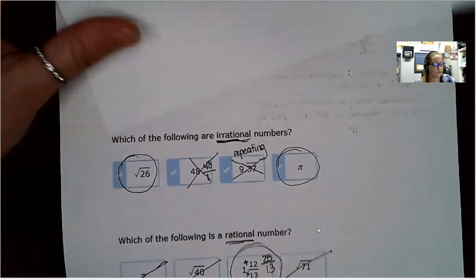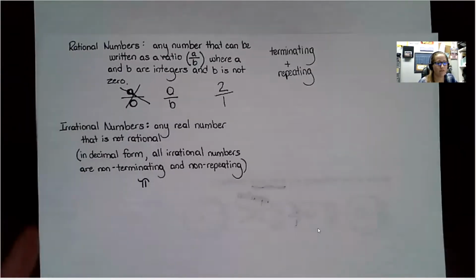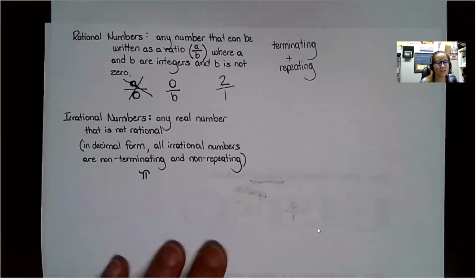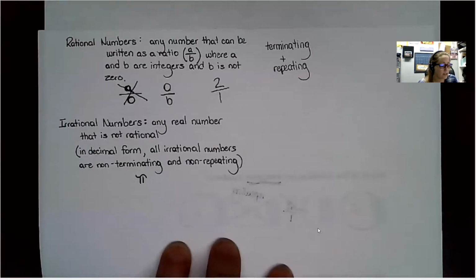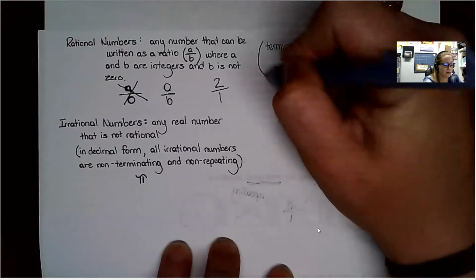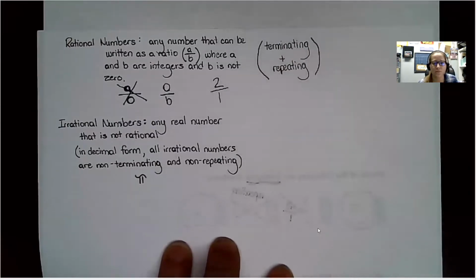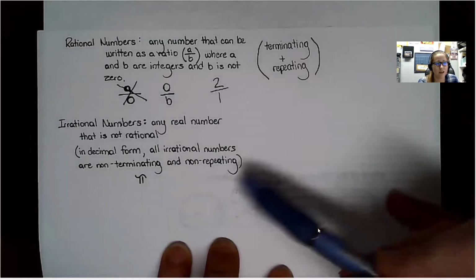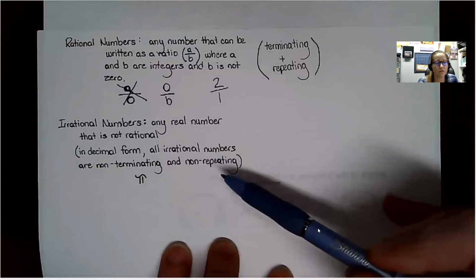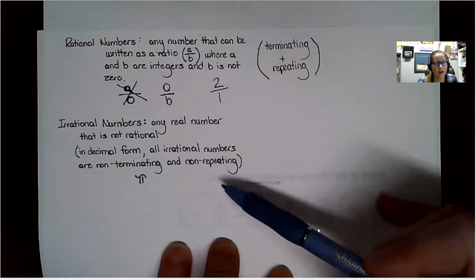Okay. I want to just go ahead and put the definition back up for you to see. That way, if you want to, you can pause this video and use these definitions. So rational numbers are any numbers that can be written as that ratio or that fraction, as long as 0 is not in the denominator. Rational numbers also include terminating and repeating decimals. Irrational numbers are going to be any real number that is not rational. So if you can determine that it's not rational, it's probably irrational. And then in decimal form, all irrational numbers are non-terminating, so they're never going to end, and non-repeating.